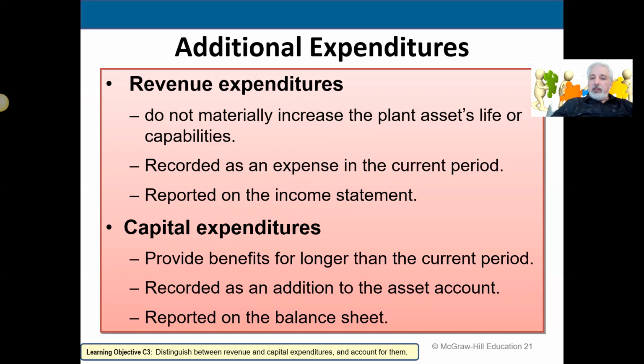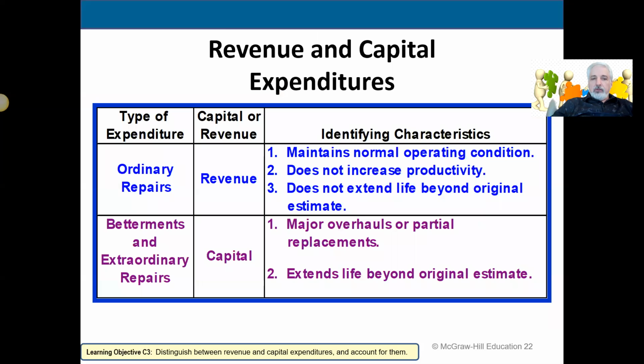A capital expenditure, maybe I dropped in a new engine, or added a new exhaust system or transmission. Now that might extend the life, and I need to capitalize that and depreciate. So ordinary repairs are considered revenue expenditures, and betterments or extraordinary repairs, major overhauls, or extending the life beyond the original are capital expenditures. And you do want to know the difference between those 2.